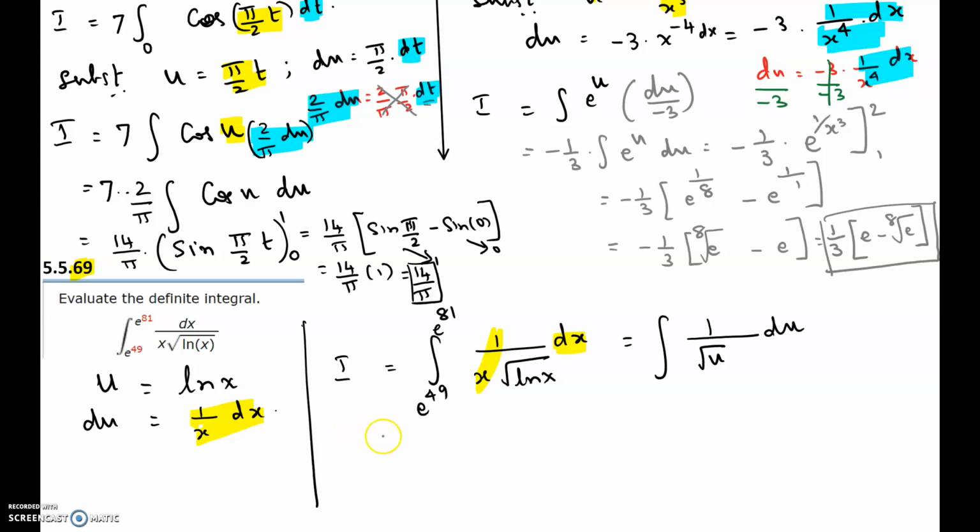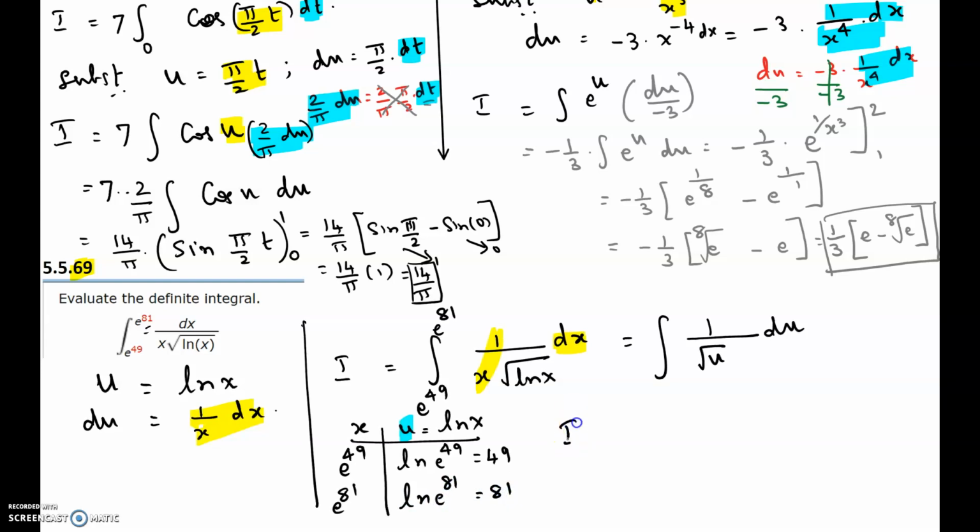Actually we can try that method for a change here. So I'm going to change the limits, the original limits and the new limits. The variable u is nothing but ln x. So the original lower limit is e to the 49, so it is ln of e to the 49, which is just 49. So for the new variable u, the lower limit will be 49. Then the upper limit is e to the 81 for x, so it is ln of e to the 81, which will become 81.